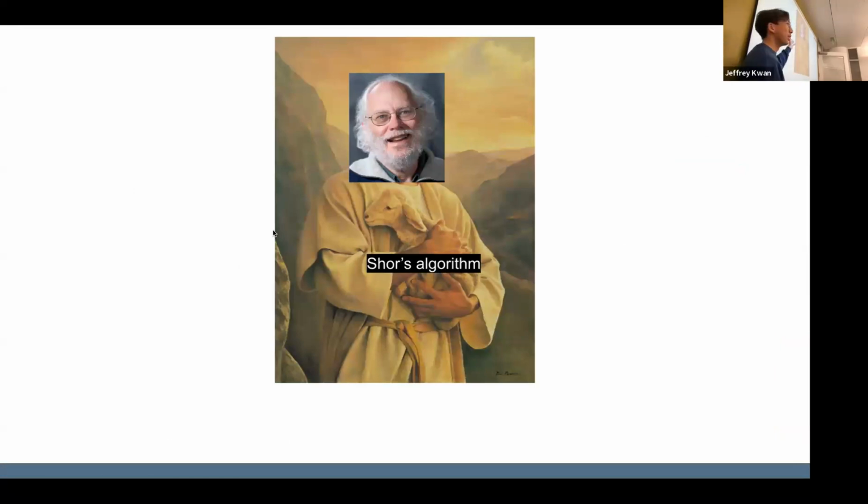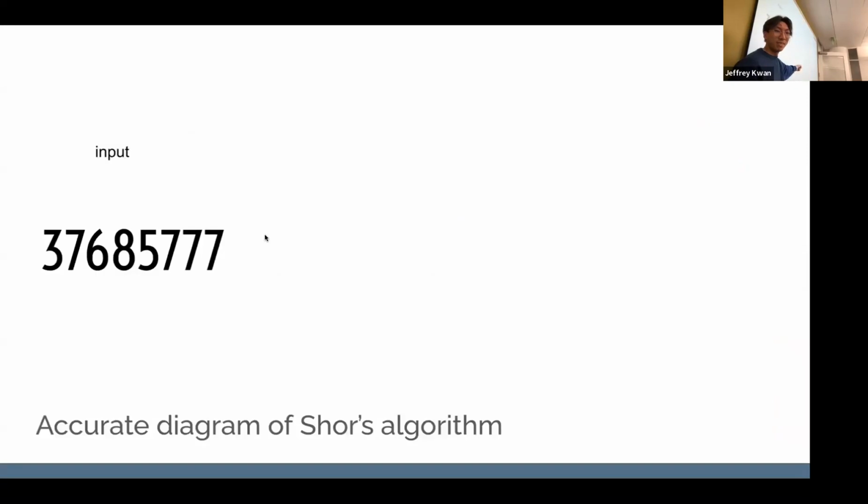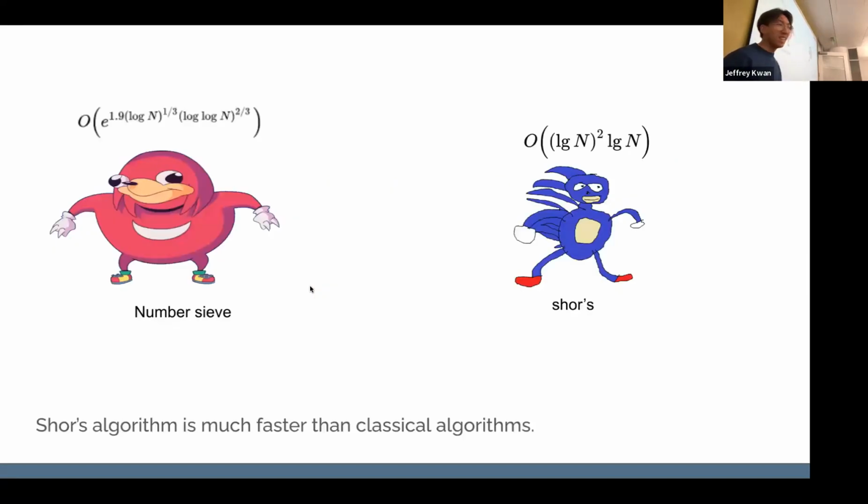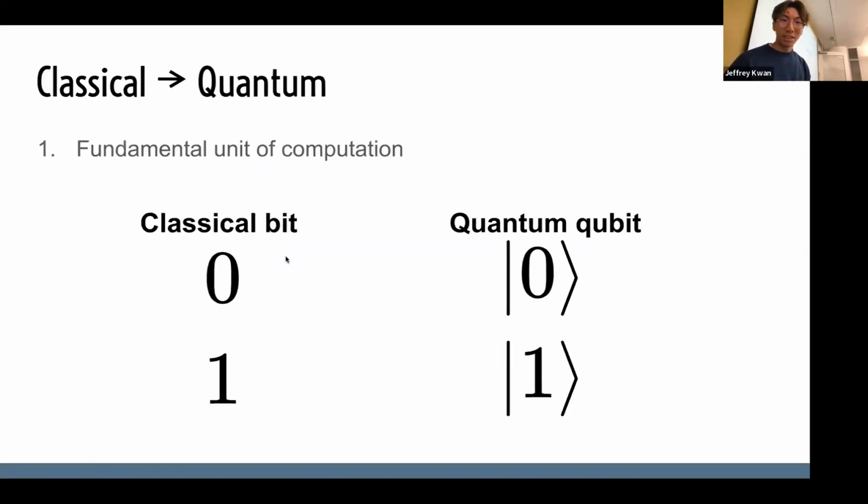But then here comes Peter Shor with Shor's algorithm. Basically what his algorithm does is you give it a number, it does some magic, and then you get your prime numbers. And it's much faster than this classical algorithm right here. As you can see, that's polylogarithmic, which is basically polynomial, and this is, I don't know what that is. Okay, I forgot to add that slide.